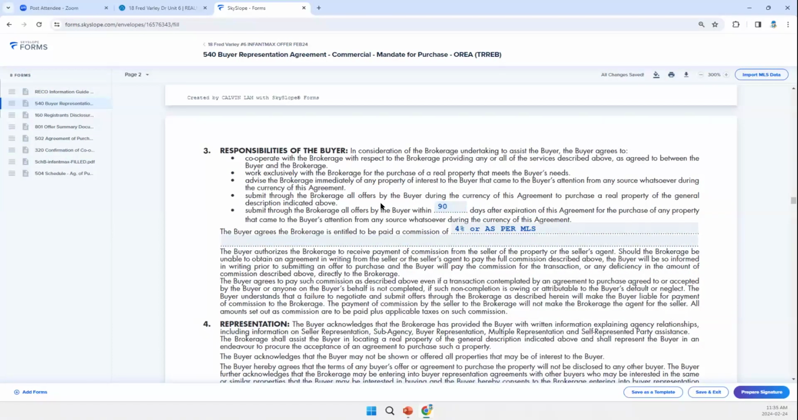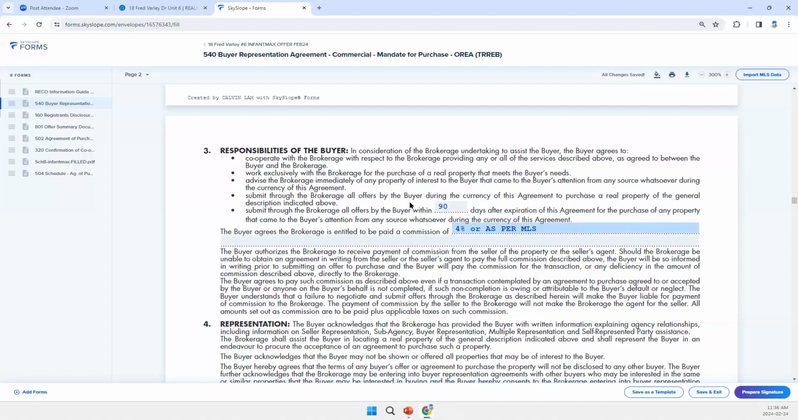Remember, in the residential, you have holdover. It means after this term expires, you still have 90 days for your buyer to submit an offer through you. Okay, this is the deal. So make it better, even better than residential. Residential means if they find another agent, you're just going to be paid the difference, right? So this is something that is different if you compare with the residential.